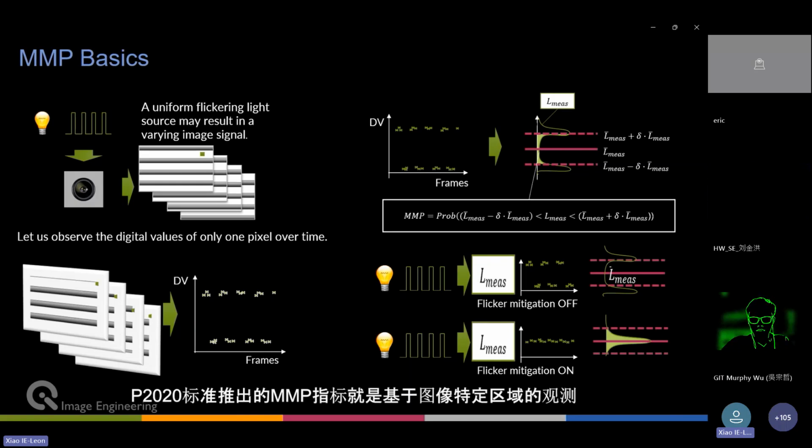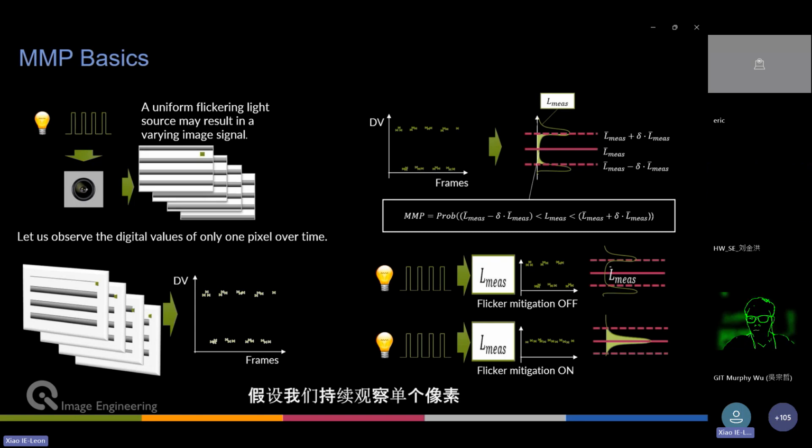MMP is based on the observation of a certain area in the image. So let's observe a single pixel over time. If you have some flicker in the image, it will change the intensity to a high and to a low value. Or if you have some bands going through the scene because of flickering artifacts, that will also cause this pixel to get brighter and darker over time.